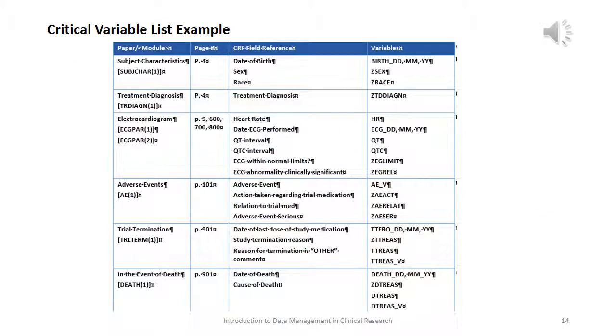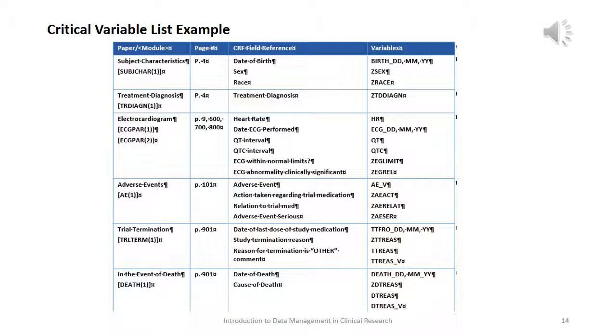So here's an example of a portion of a critical variable list. As you can see up at the top, this is just a table. In the first column, you have the paper or the module where the critical variable exists. Then in the second column, it's going to have a page number or some sort of page identifier. The concept of pages is something that still exists in our clinical databases and also our CRFs to identify what portion of the database or CRF we're talking about.